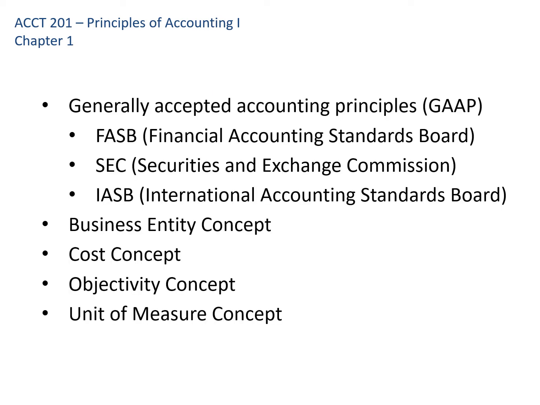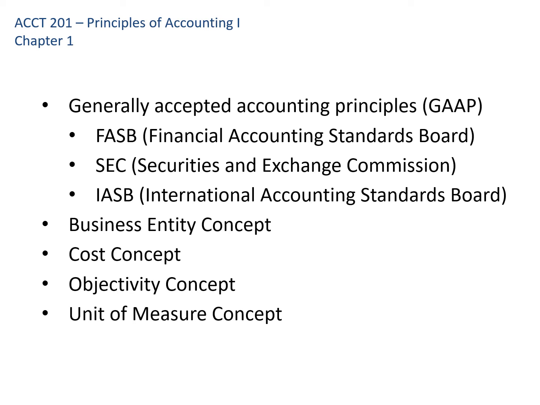So generally accepted accounting principles, that's often referred to as GAAP, G-A-A-P. If you hear me say GAAP, that's what I'm talking about. And those are rules in the United States that all accountants agree to abide by in terms of producing external financial statements. The reason for that is it gives us consistency over time and comparability between companies if we're following the same rules.